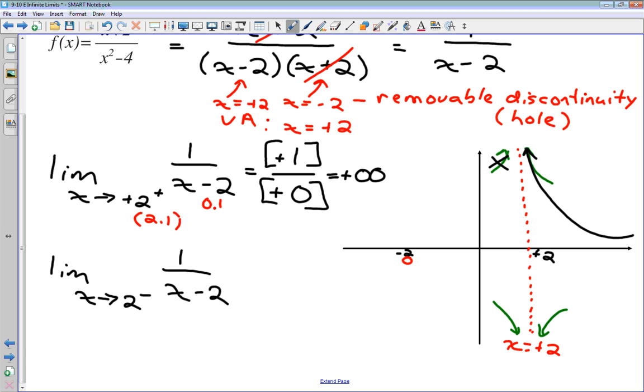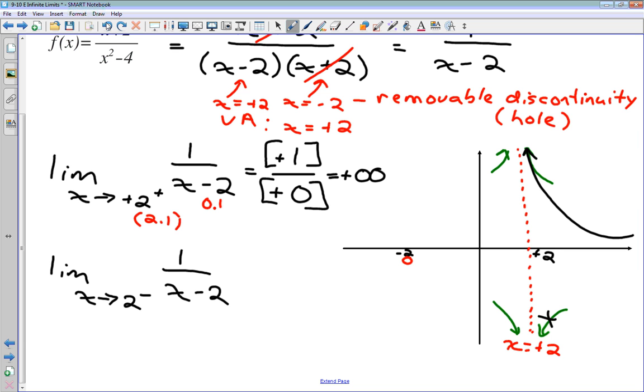But we don't know if that's right. We know that this one is not right, because on one side of that vertical asymptote, it can either go up to positive infinity or it can go down to negative infinity. What happens when we approach x equals positive 2 from the left, or from values of x that are slightly less than positive 2?